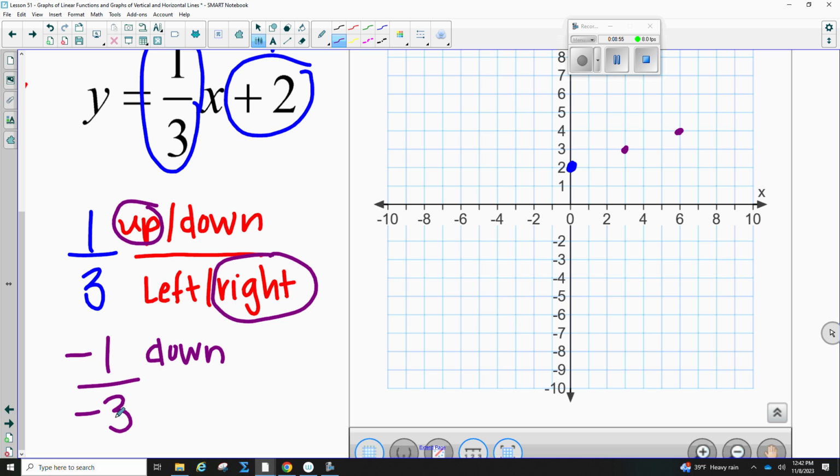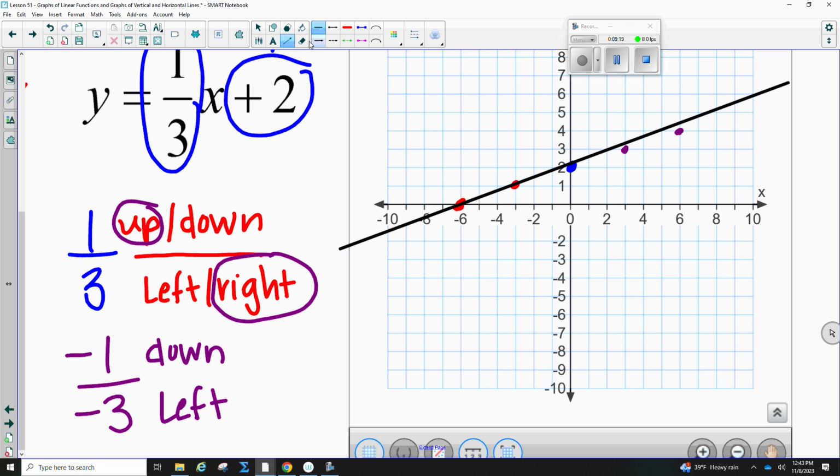So everybody put your pencil back on 2, back on 2 on the y-axis. Now we're going to go down 1, left 3. Put a point. Down 1, left 3. You guys probably ran out of room. All right. Now you're going to graph a nice straight line through those points and put some arrows on there.